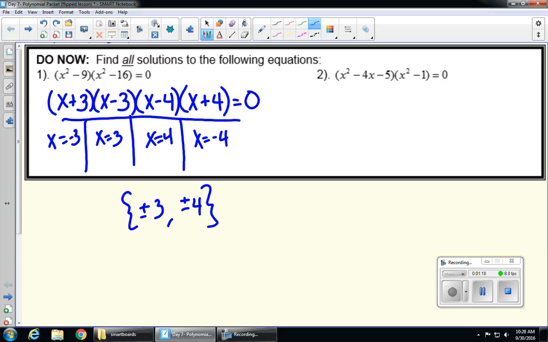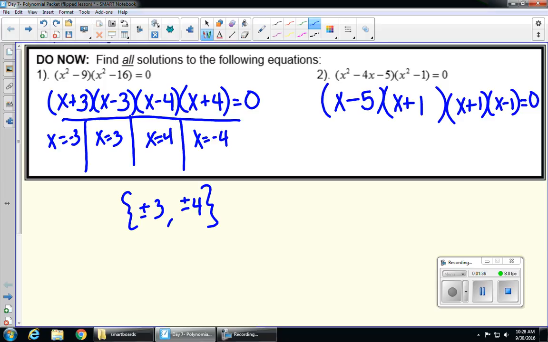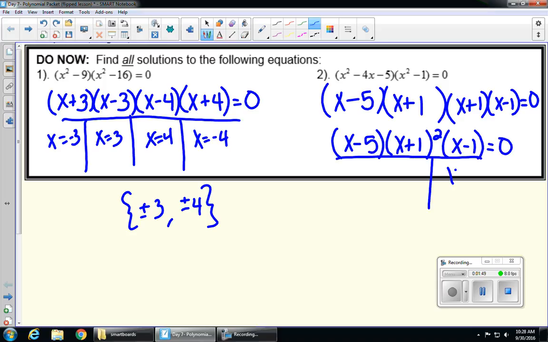For the next one as well, both of those can be factored further. The first is a trinomial, the second is a binomial. And now if you notice, I have 2 factors that are both x plus 1. So I can write it like this as well. And now we tee off. And we have 3 answers.